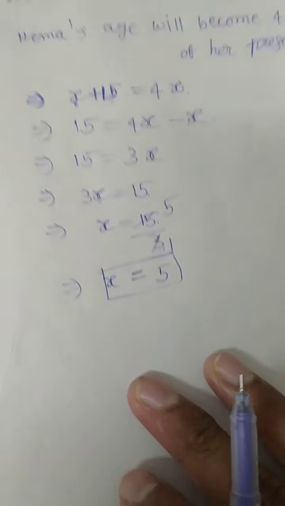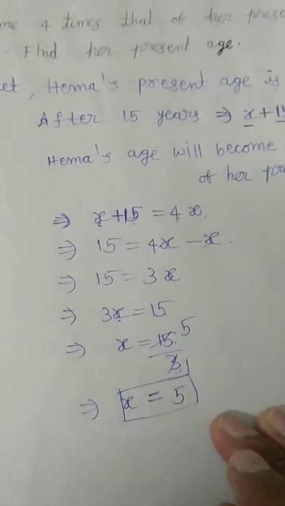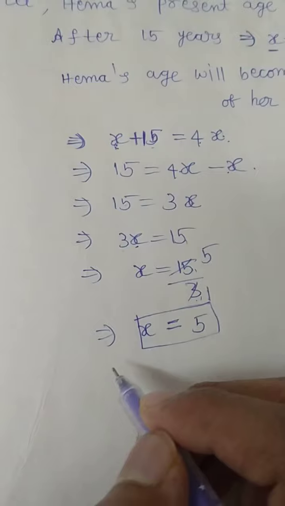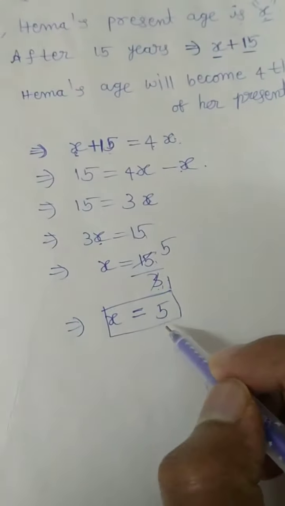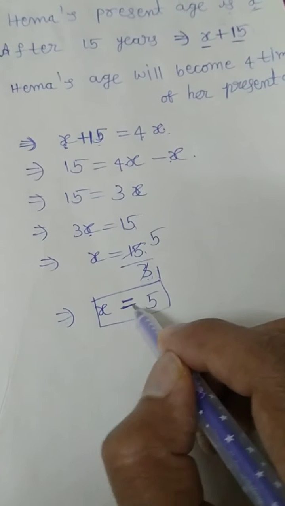We got x is equal to 5. Have you understood, children? I think you have understood this problem. So x is equal to 5. Now we got x. What is x? Find her present age. So her present age is x. That only.